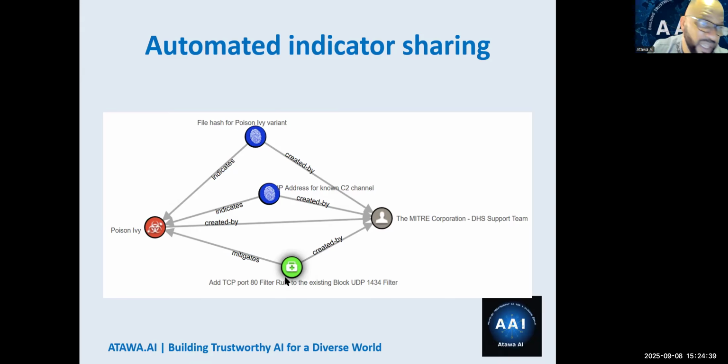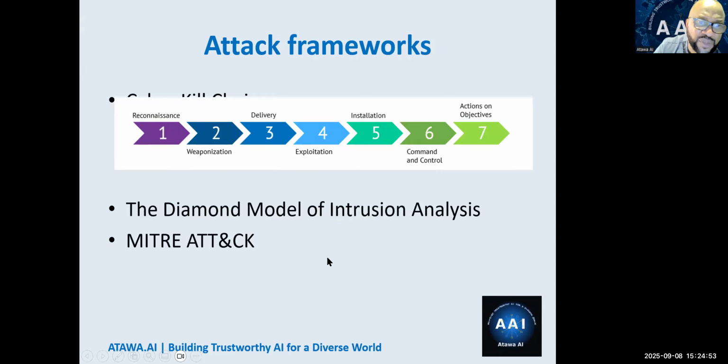If you see on here something like Poison Ivy, a file hash for a Poison variant, MITRE Corporation says, hey, this looks like a bad one, right? This is just an overview. Then let's see, they also have the attack frameworks, all right? So you've got the Diamond Model of Intrusion and then MITRE ATT&CK. All it talks about normally goes from recon all the way to action on objective, that level number 7, okay?